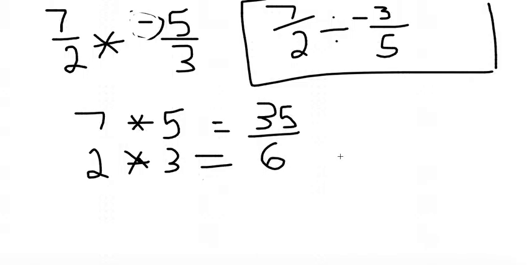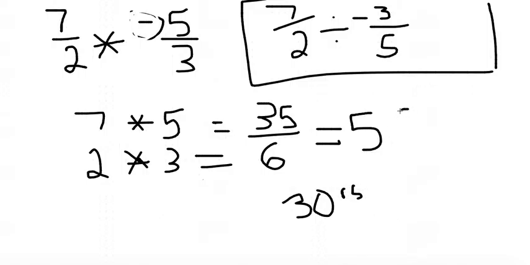Now after 35 over 6, before we turn it into either positive or negative, we have to simplify. So how many times does 6 go into 35? Which is 5, meaning that 6 times 5 equals 30. The remainder is 5, making this 5 and 5/6.